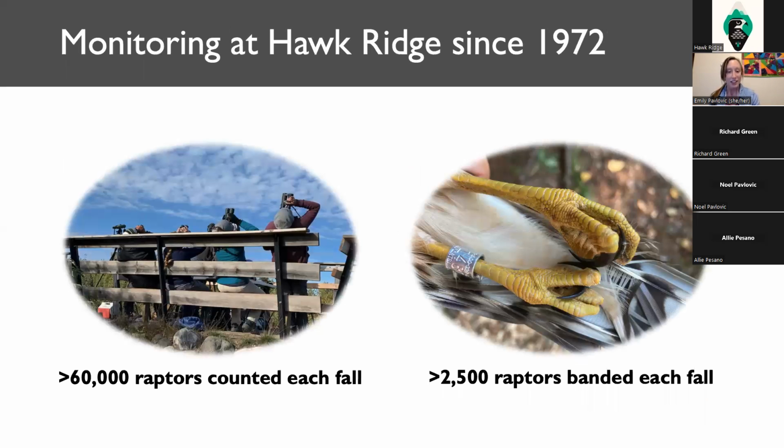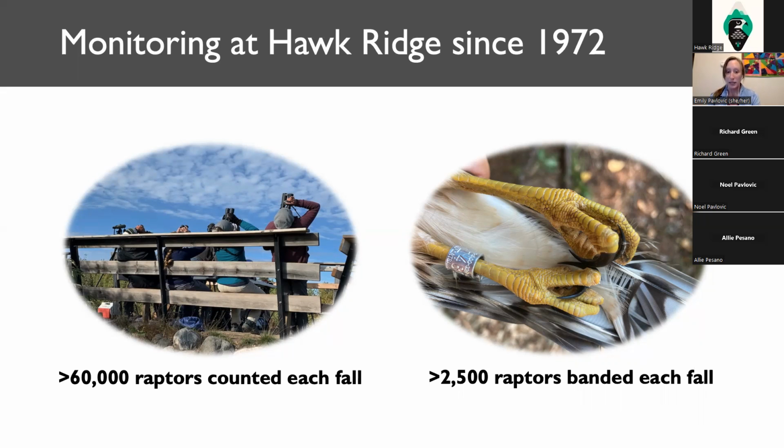So at Hawk Ridge, consistent monitoring of raptors has gone on since 1972. Before that, some sparse efforts were done, but in 1972, everything became just a little bit more consistent. Each fall, over 60,000 raptors are counted and over 2,500 raptors are banded. And this represents 50 years of monitoring that has led to the creation of a lot of data that has shown us patterns and leads to even more questions than we have answers to.